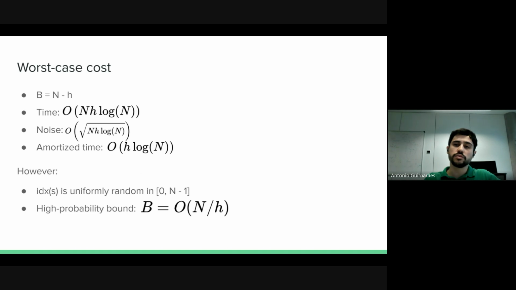Essentially, the non-zero elements, the index, the exponent of the non-zero elements of a key, they are uniformly random. And that means that we can establish a high probability bound on the value of p that is O of n over h. In practice, what we usually do is take something like 4 times n over h, and we do rejection sampling to guarantee that all the keys would respect this bound. Of course, we analyze the security loss of this rejection sampling, and we consider that when computing the security level.